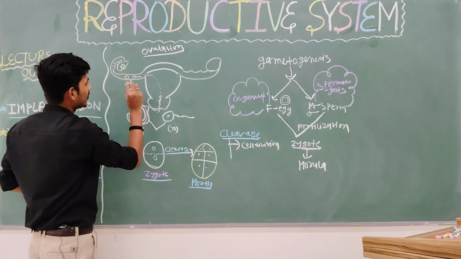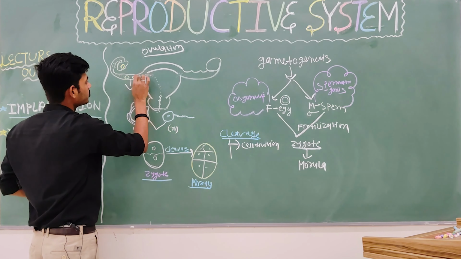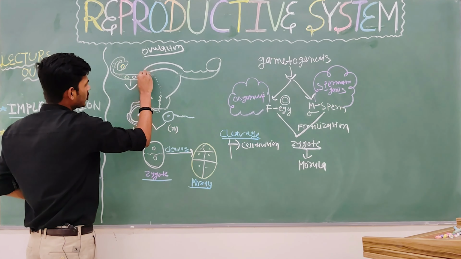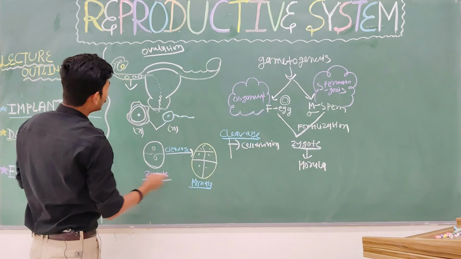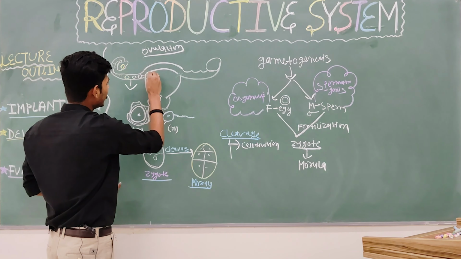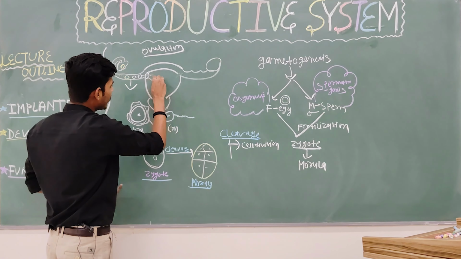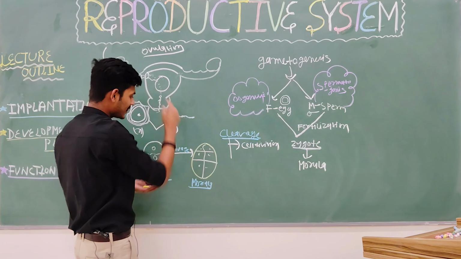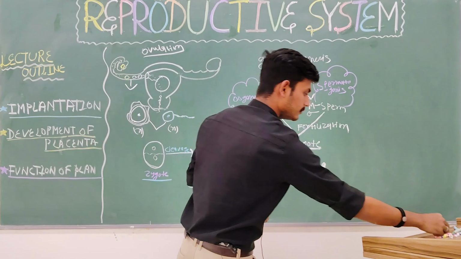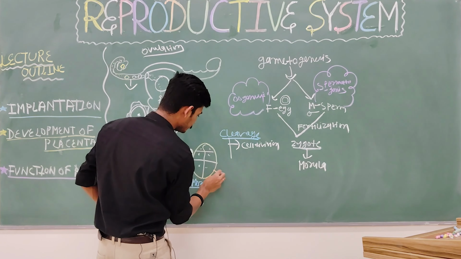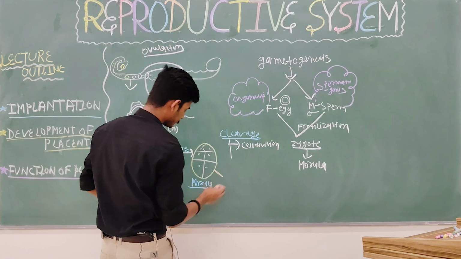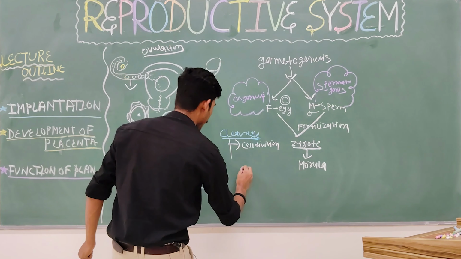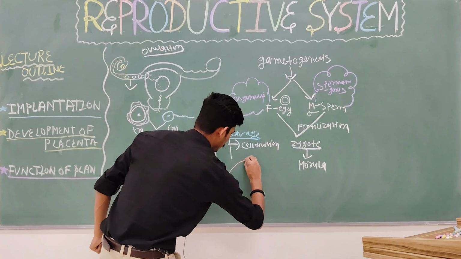Now here the fertilization happens. There will be a formation of zygote. Fine. Now this zygote forms the morula, the 8-cell structure. This morula divides, and they become one large structure. And this large structure, tell me, what is it called? Blastocyst.